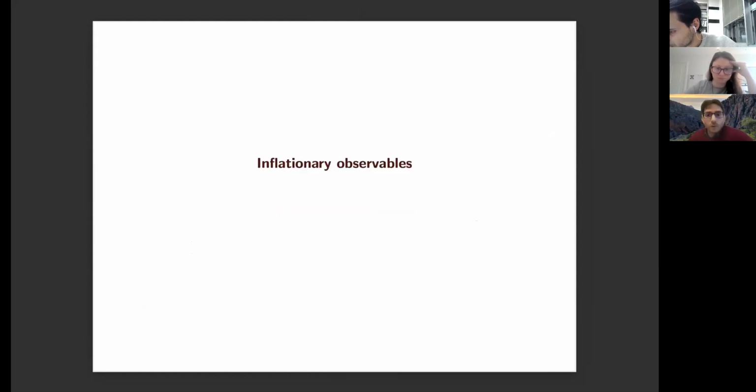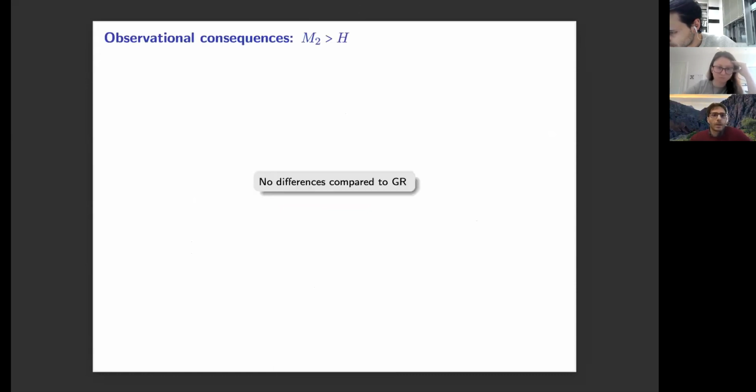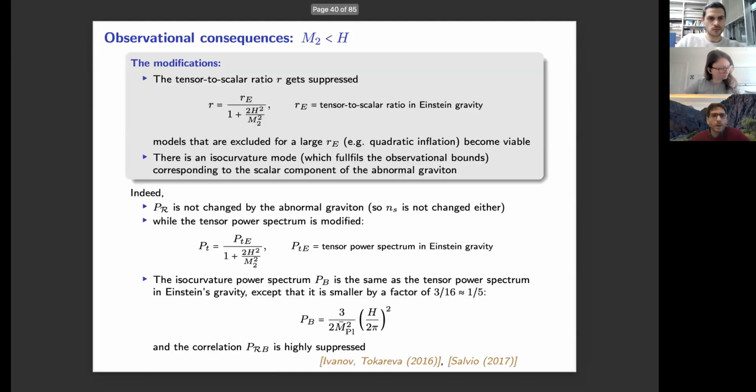So now let's go to the inflationary observables. There is no difference compared to GR for M2 greater than the Hubble rate during inflation, H, while for M2 smaller than H, there are two basic modifications. One is that the tensor to scalar ratio r gets suppressed in the way I showed here, where r_E is the tensor to scalar ratio in Einstein gravity.